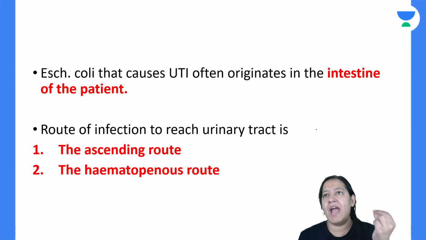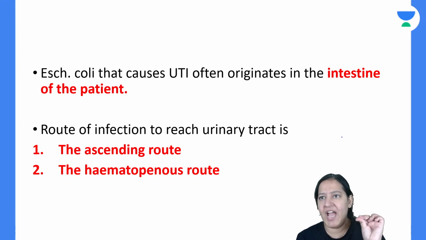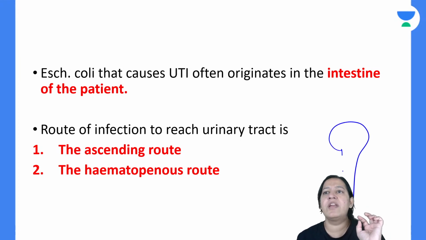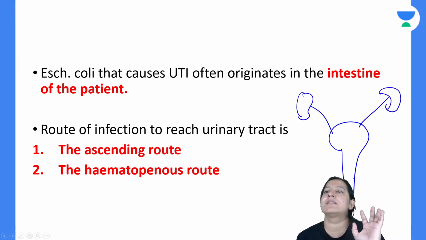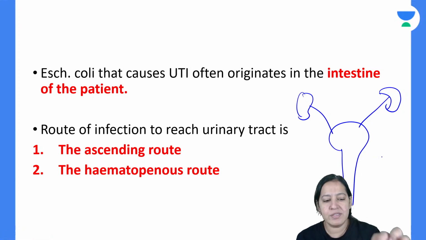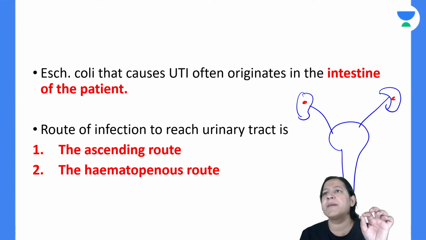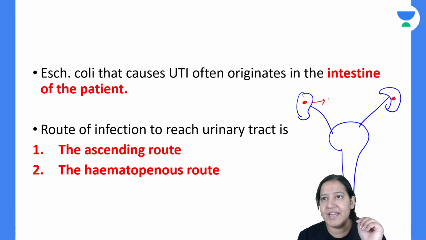How does E. coli cause UTI? For causing UTI, the E. coli should reach the urinary bladder. This is the kidneys. These are the 2 kidneys. These are the 2 ureters. This is the bladder and this is the urethra. So for causing UTI, the E. coli should reach the kidney. How will it reach the kidney? This E. coli bacteria, what is the route?